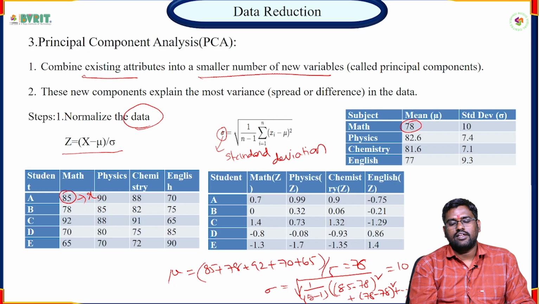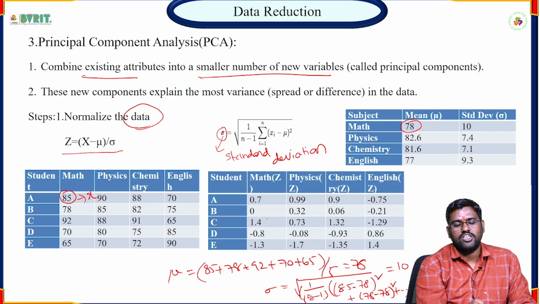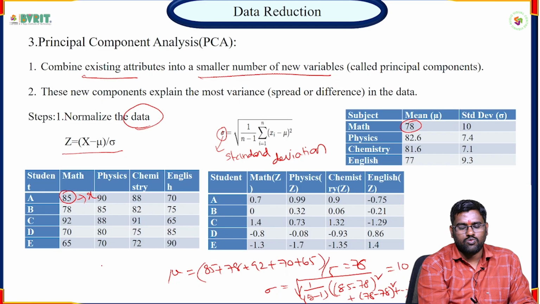After calculating that, we need to find the z value. So z is equal to x minus mu by sigma. So what is the x value? 85 minus 78 divided by 10. So that is 0.7. That is the z value for A.